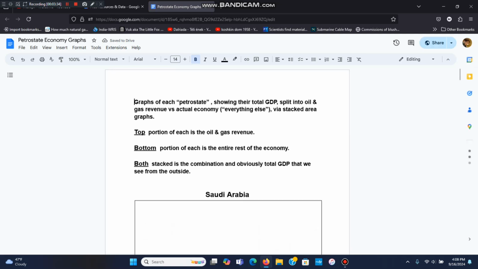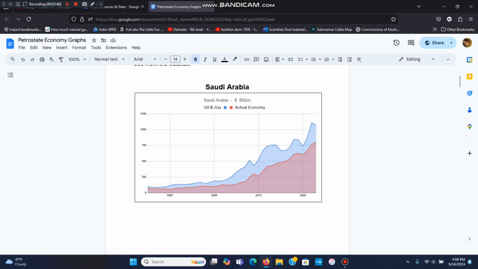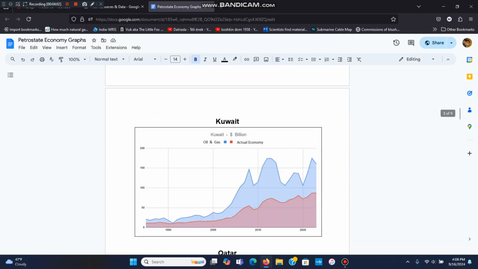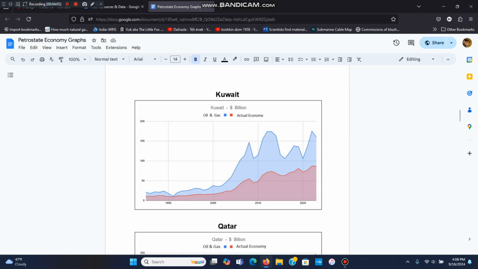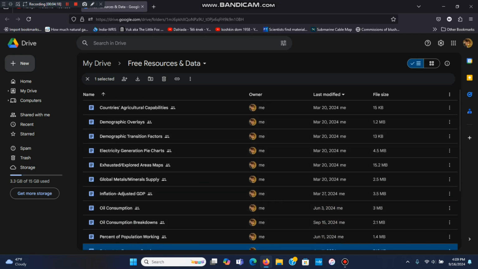Like for just one more random one, we have the petrostates economic dependency graphs, where I show stacked up each petrostate's GDP or economic numbers and differentiate by coloring on the graph how much of their economy is coming from their oil and gas revenue. So you have countries like Saudi Arabia, where you can see it fluctuates between a third and a quarter. Whereas if you go down to, say, Kuwait, you can see Kuwait is 50% dependent on its oil and gas revenue. And that's just two examples. I have like 12 to 15 different docs in here with all kinds of stuff.